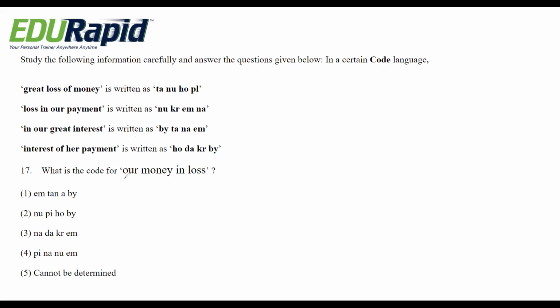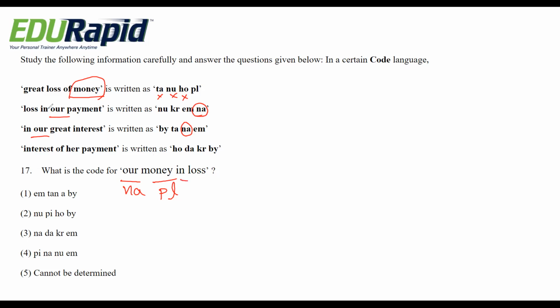Okay, let me check for our. The second and third ones have it in common. NU is not present, KR is not present, EM is not present, NA is present. So for our, NA is the right one. And for money, it is there in the first sentence, and in the second, third, and fourth it is not present. The word money is alone. TA is present in the third one. NU is present in the second option. HO is also there in the last one. PL, yes, PL is not present anywhere else. So PL is for money.